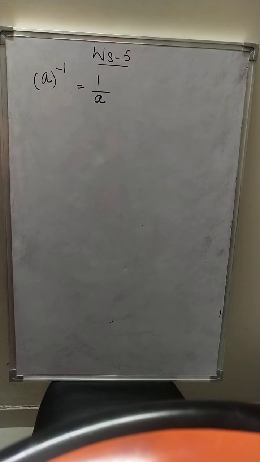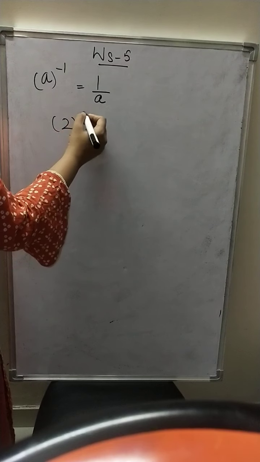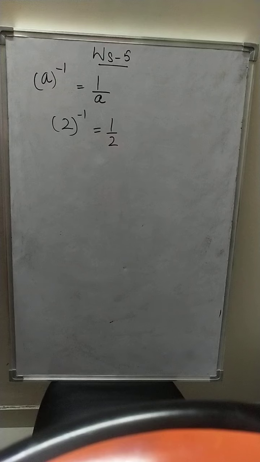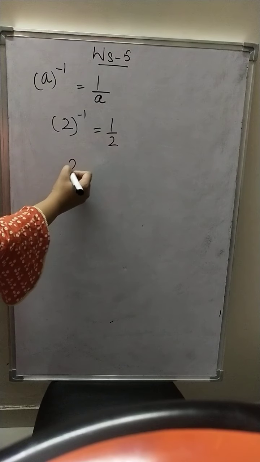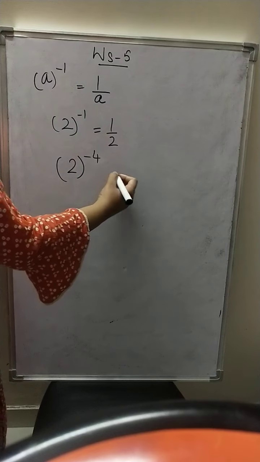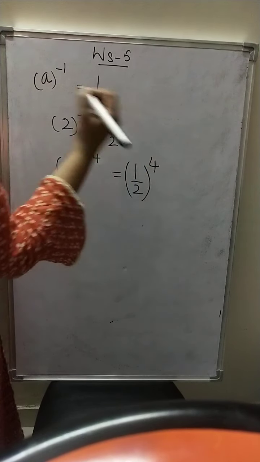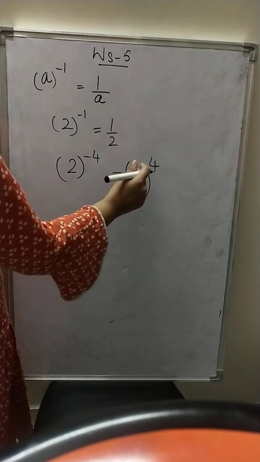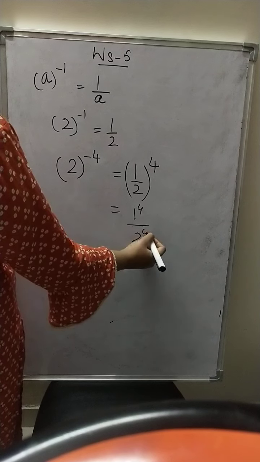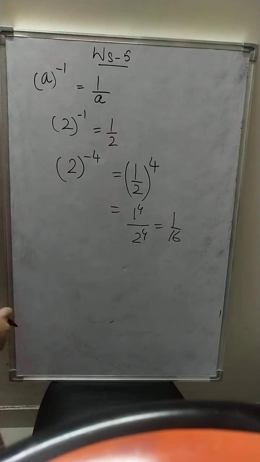Here also I would like to add, if I have, suppose, 2 raised to the power minus 1, then you can say that ma'am it is equal to 1 upon 2. But what if I say I have 2 raised to the power, say, minus 4? So I will do 1 upon 2 whole thing raised to the power of 4. So 1 raised to the power of 4 upon 2 raised to the power of 4. So that is equal to 1 upon 16.